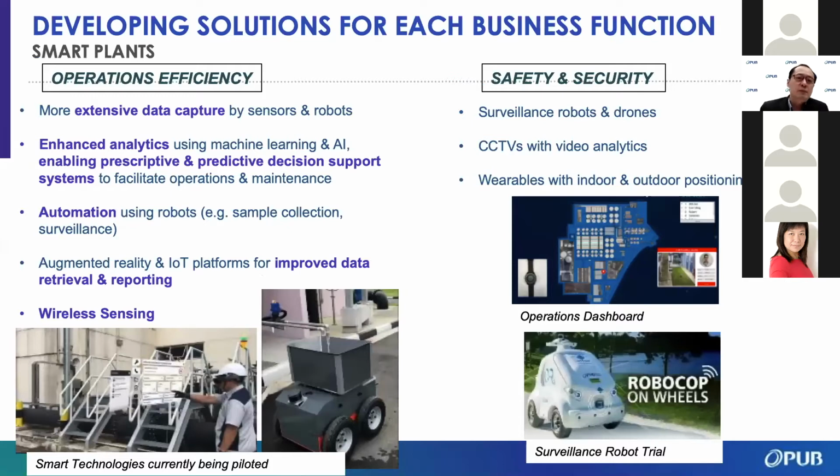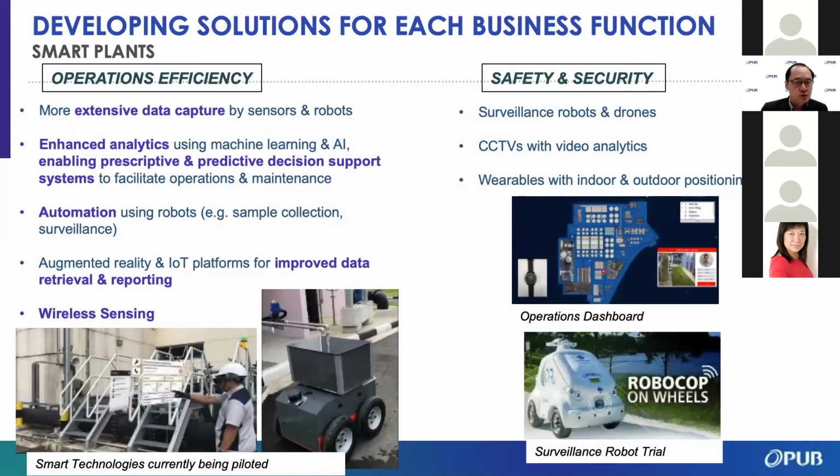So over at the smart plants, there are two areas that we're looking at. One is operational efficiency, and the other area is safety and security. So for the operational efficiency part of the house, we are using more sensors, more robots to capture data. And this data by itself is not useful, so we need the analytics portion to turn that data into useful information. That means sense making of that data so that we can enable prescriptive and predictive decision support.